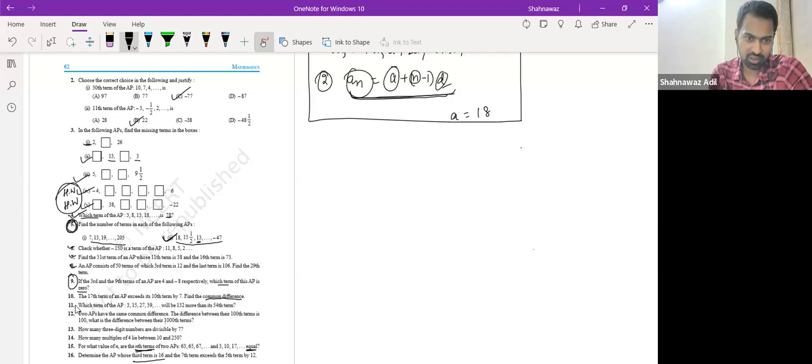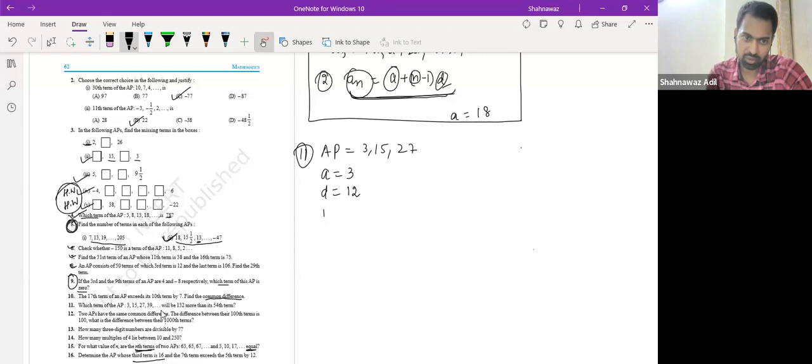Okay, so the 11th question. Yes, Amira, what is given in this 11th question? The AP is given. So if AP is given, which means we know what? We know A, right? Yes, sir. A is how much? 3. D is how much? 12. And what are they asking? Which term? So they are asking us to calculate the nth term.